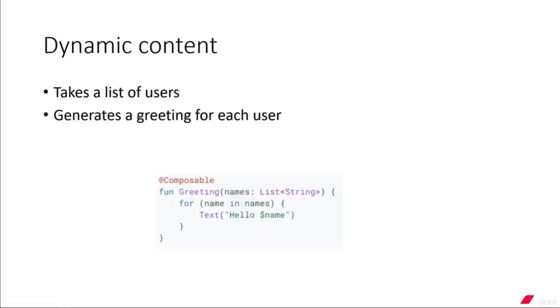Dynamic content. Because composable functions are written in Kotlin instead of XML, they can be as dynamic as any other Kotlin code. For example, suppose you want to build a UI that greets a list of users. This function takes in a list of names and generates a greeting for each user. Composable functions can be quite sophisticated. You can use if statements to decide if you want to show a particular UI element. You can use loops. You can call helper functions. You have the full flexibility of the underlying language. This power and flexibility is one of the key advantages of Jetpack Compose.